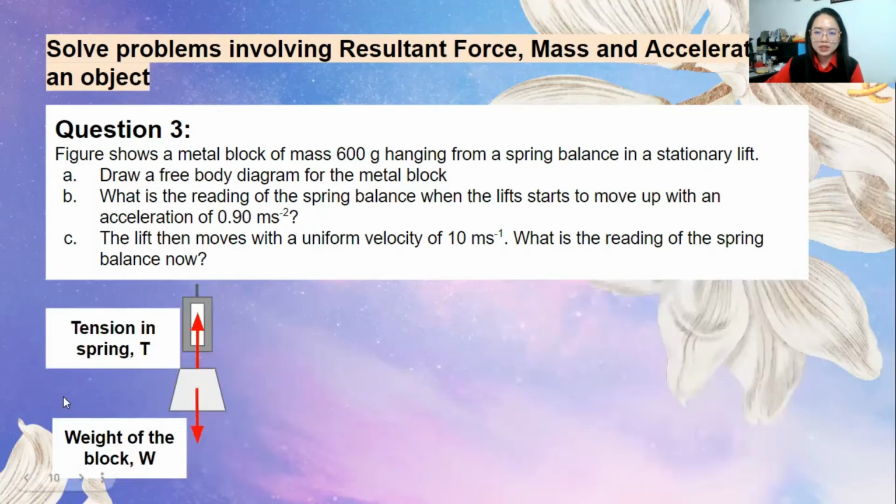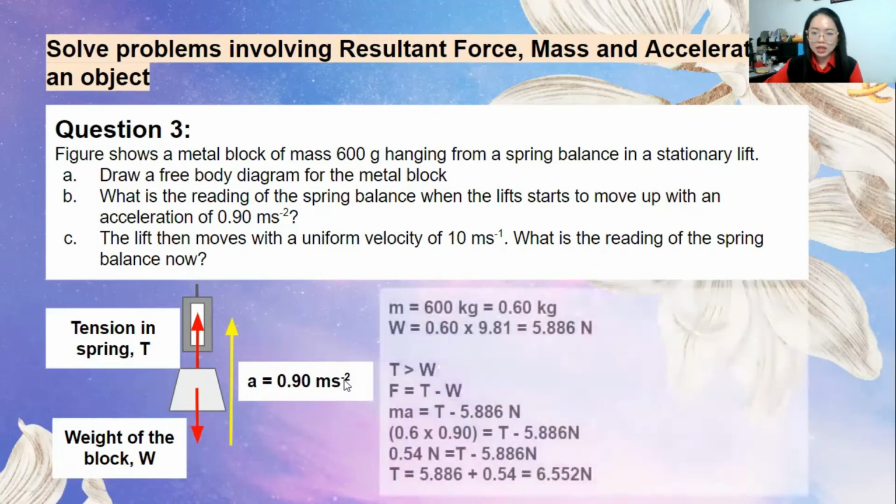By referring to this, I'm going to find the reading of the spring balance when the lift starts to move up with an acceleration of 0.9 meter per second squared. So I'm just going to label everything here. a is equal to 0.9 m/s². Now don't forget, when you want to find a weight, it must be in kg, W = mg. My mass is 600 grams, this is a typing error, 600 gram. So I have 0.6 kg. Then W is equal to 0.6 multiplied with 9.81, so I get 5.886 Newton.